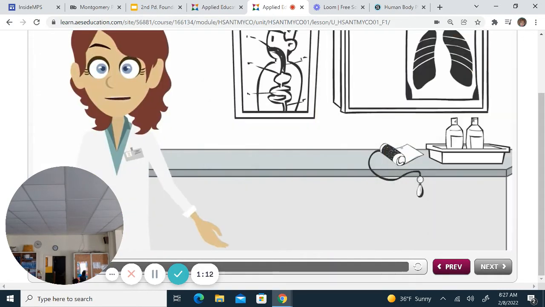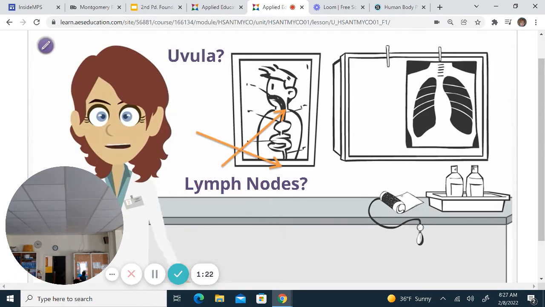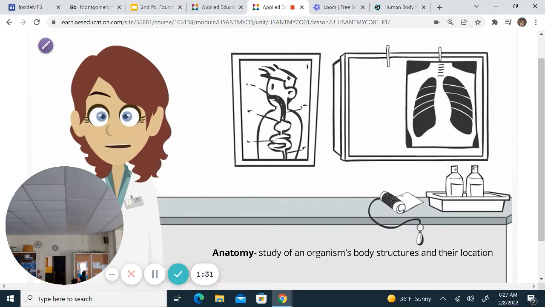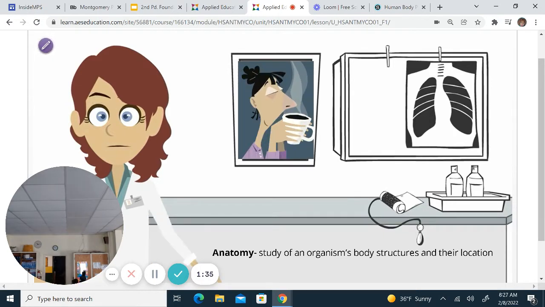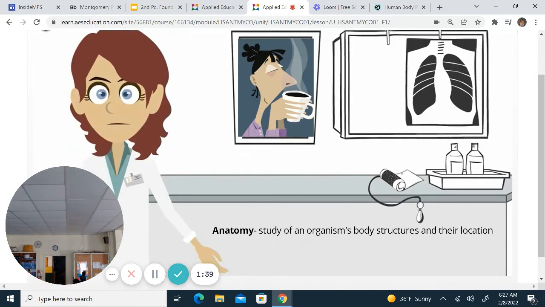Let's define the terms anatomy and physiology. Do you know where your lymph nodes are? What about your uvula? If not, anatomy can help you. Anatomy is the study of an organism's body structures and their locations. Your nose helps you to breathe, and it also allows you to smell. Like the nose, each part of your body has a purpose. Physiology is the study of the functions of each body part.